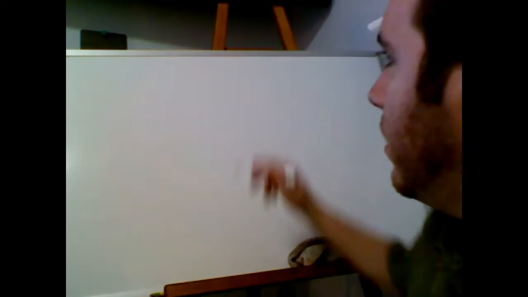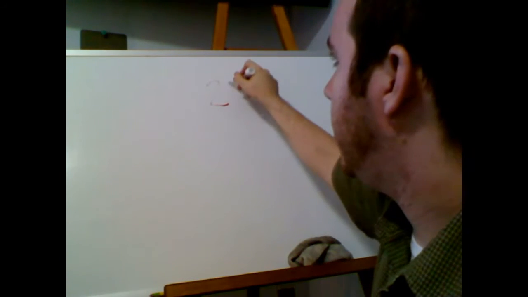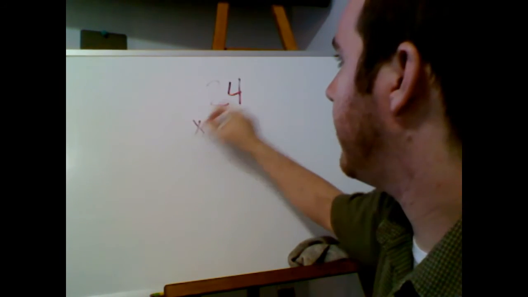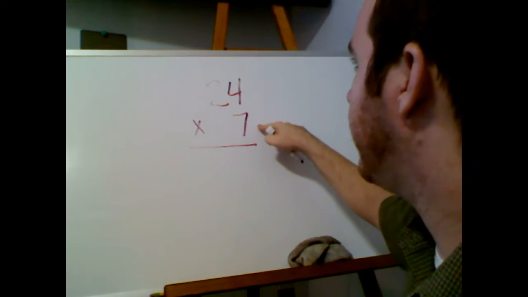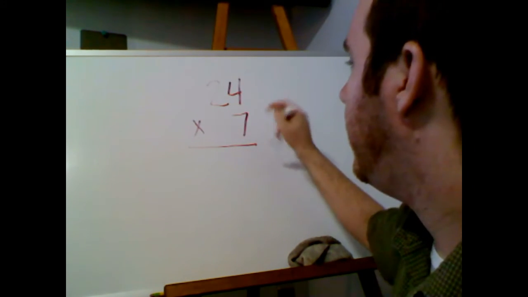Next, let's do some multiplication. So we had 24 times 7. 4 times 7 is 28.